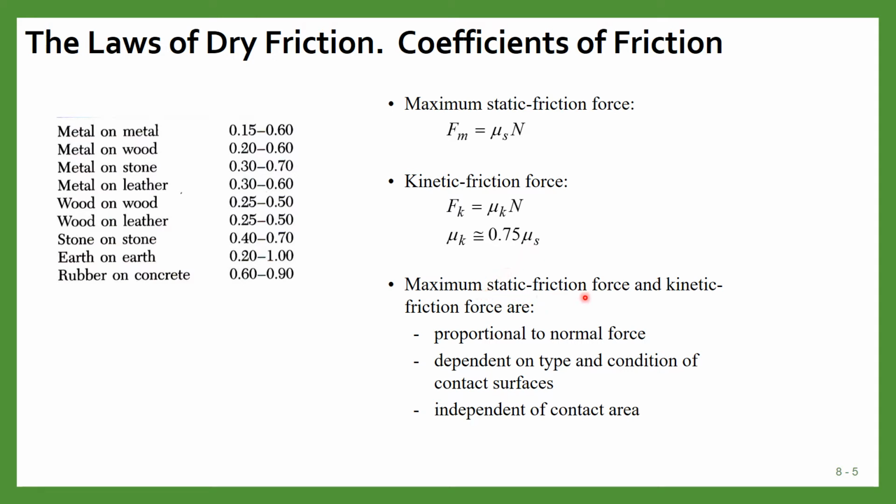Now maximum static friction force and kinetic friction force are proportional to normal force. So from this law you can say that these forces are proportional to the normal reaction force. And they depend on the type and condition of contact surfaces, because this value of mu s changes with the surface. So there are two variables, N and mu s.